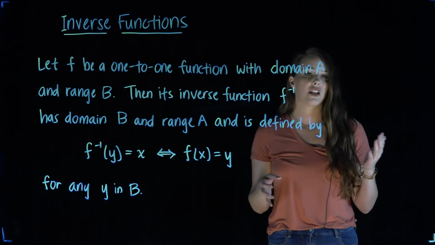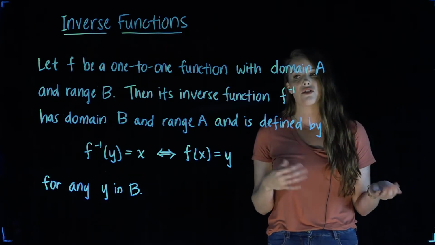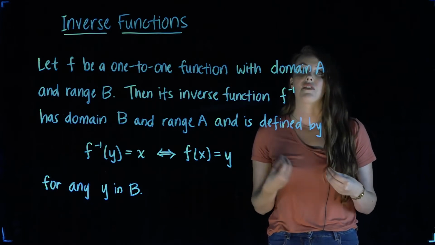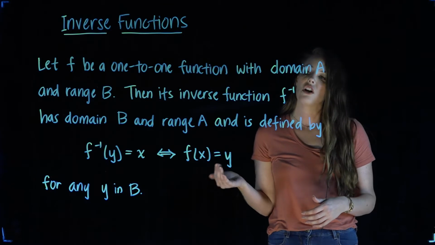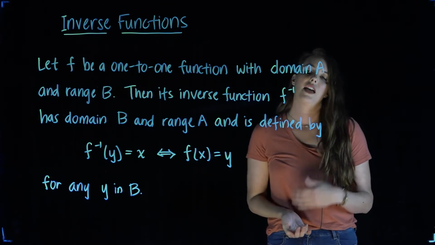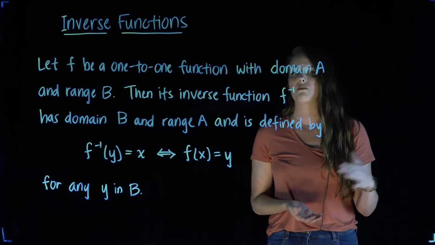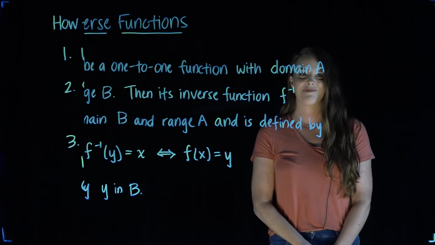So with a function and its inverse, the domain and range are switched as well as the specific points. So the input x in the original function will be the output of the inverse, and the output of the original function will be the input in the inverse function.